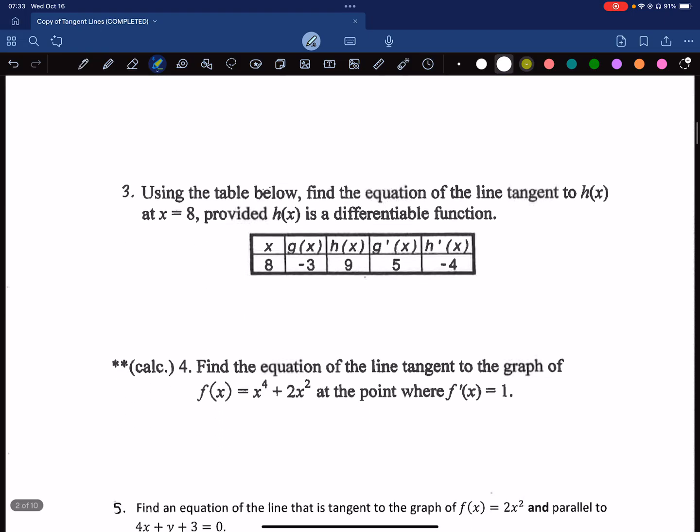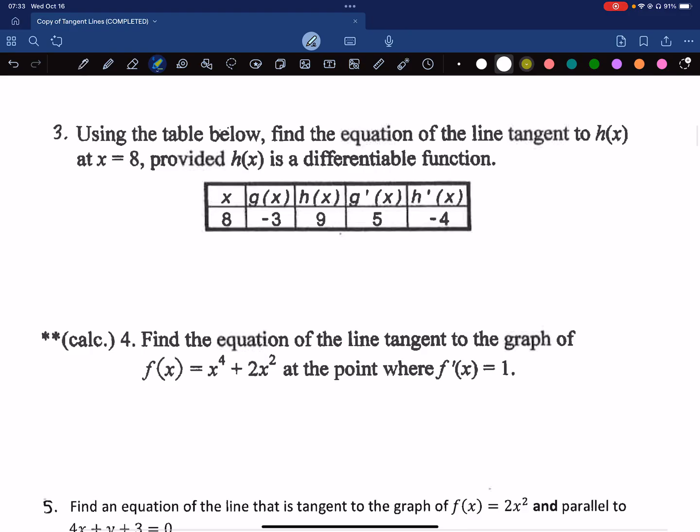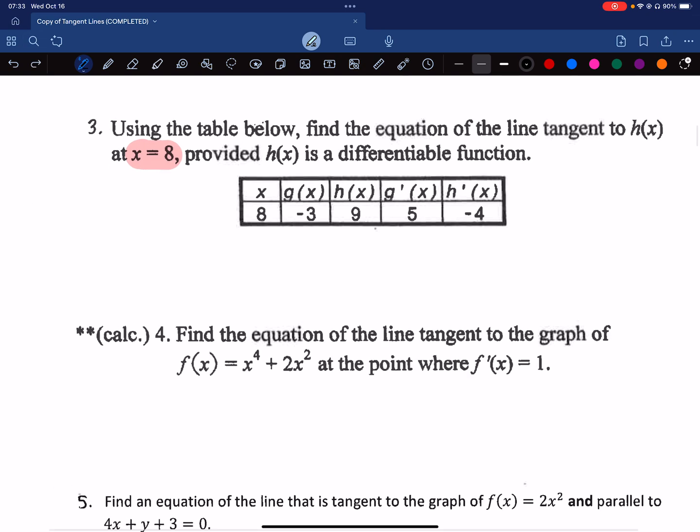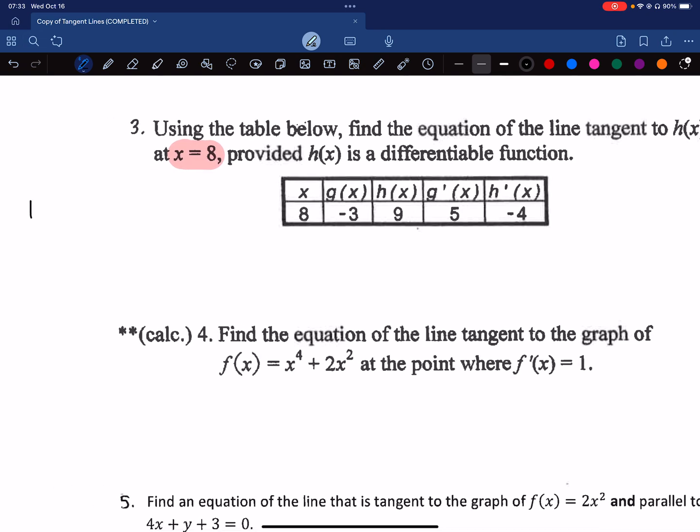Okay, looking at number 3. Using the table below, find the equation of the line tangent to h of x at x equals 8, provided that h of x is a differentiable function. So we know our x value. So we need two things. We need a point, and we need the slope of the tangent line.